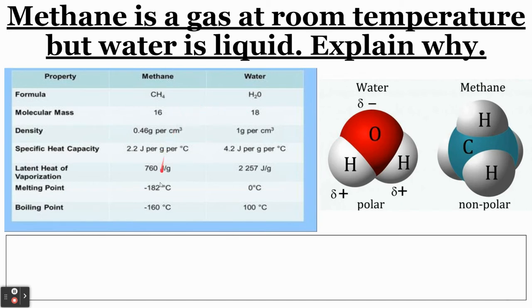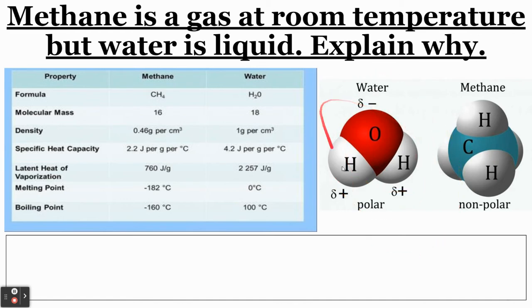So you'll see that their melting points and boiling points are very different. For methane, it melts at negative 182 and boils at negative 160. For water, it melts at 0 and boils at 100 degrees. So for some reason, water has a much higher melting point and boiling point. And because it has a higher melting point and boiling point, it's going to be liquid at room temperature or at higher temperatures compared to methane. So when you have water at room temperature, it's a liquid, but when you have methane, it's a gas.